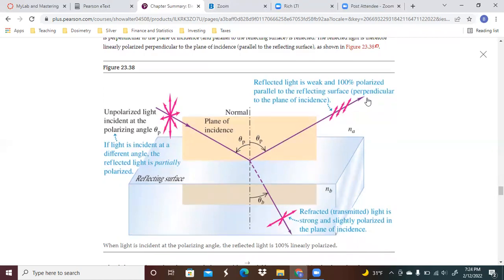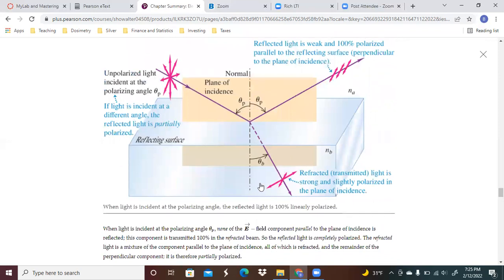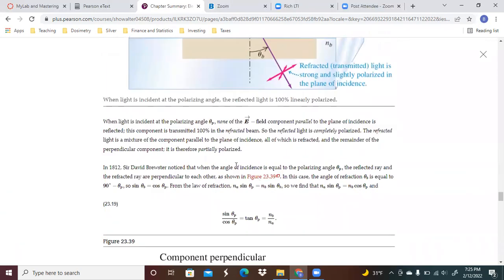So the reflected light is weak and 100% polarized off of this reflecting surface. And it's 100% polarized parallel to the reflecting surface. The refracted transmitted light is strong and slightly polarized in the plane of incidence. So when it's incident at the polarizing angle, none of the electric field components parallel to the plane of incidence is reflected. This component is transmitted 100% in the refracted beam. So the reflected light is completely polarized.